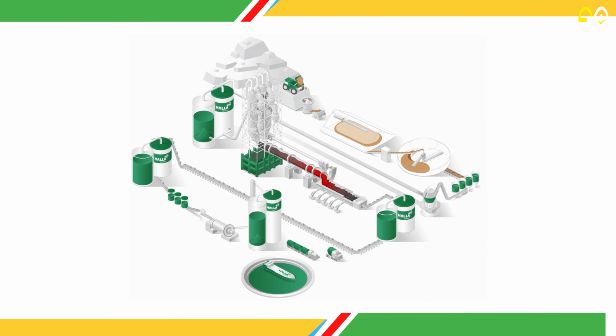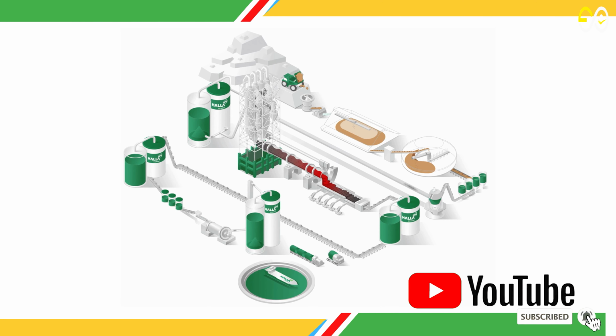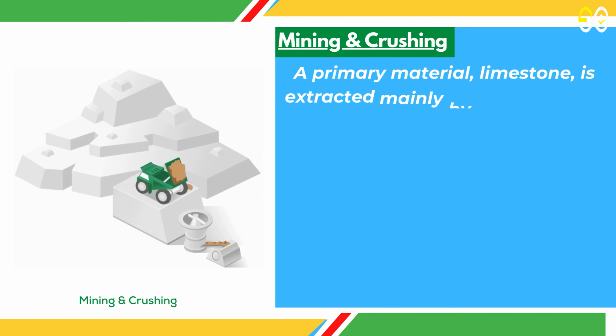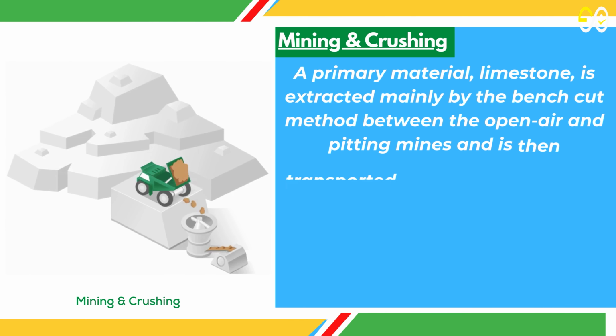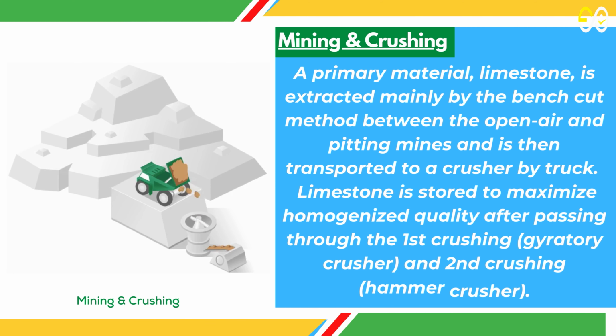The cement is manufactured through the following process and shipped by seaborne, inland road, and railway transportation. Mining and crushing. A primary material, limestone, is extracted mainly by the bench cut method between the open air and pitting mines and is then transported to a crusher by truck. Limestone is stored to maximize homogenized quality after passing through the first crushing and second crushing.